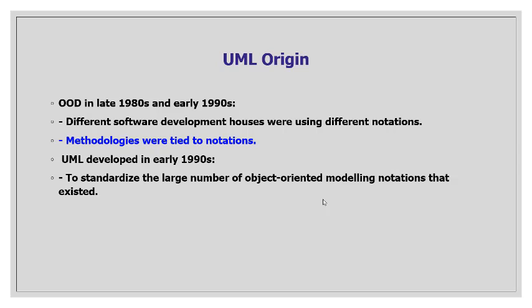That's why UML was developed, to standardize the large number of object-oriented modeling notations that existed in the early 90s. Different software development houses used different notations, and methodologies were tied to notations. So UML was developed in the early 90s to standardize these notations.